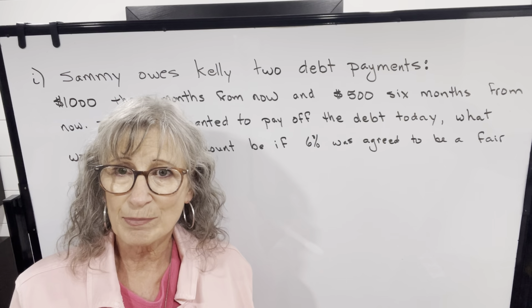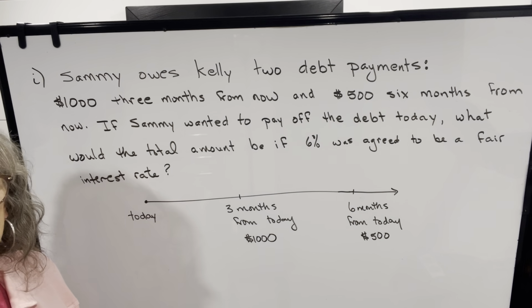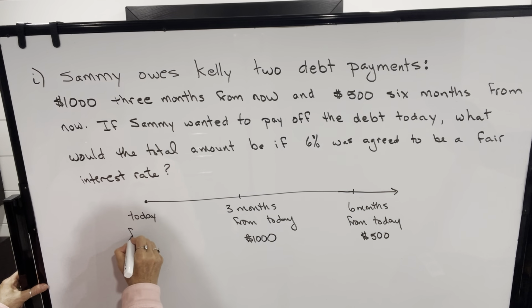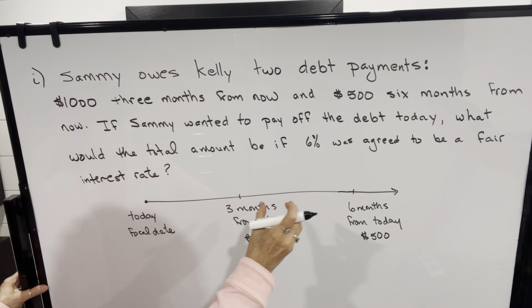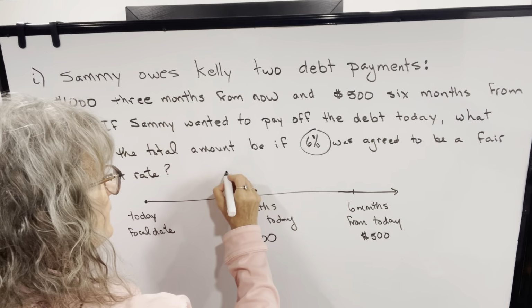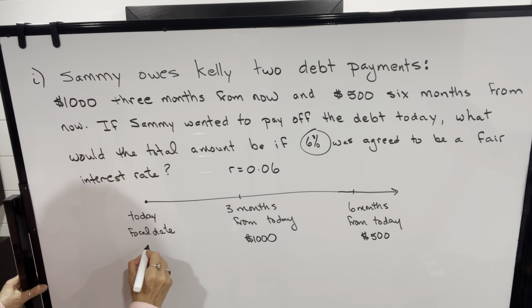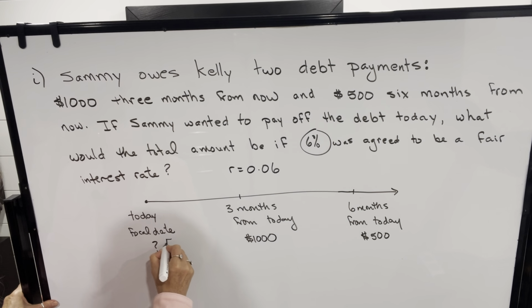Let's start off by setting up a timeline. When you're doing these types of questions, you need to make a focal date, so the date that everything is compared to. In this case, we're going to use today as our focal date because everything's in reference from that time. So the original payment schedule is $1,000 3 months from today and then $500 6 months from today. 6% is the agreed upon interest rate, and we want to know what payment today would be equivalent to those 2 payments. So I'm going to call this value E for equal payment.